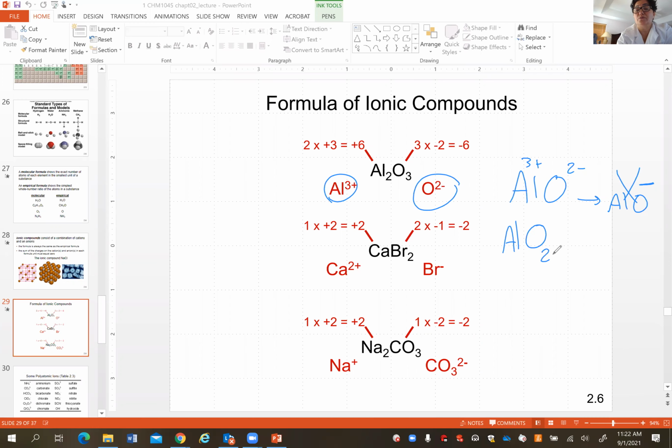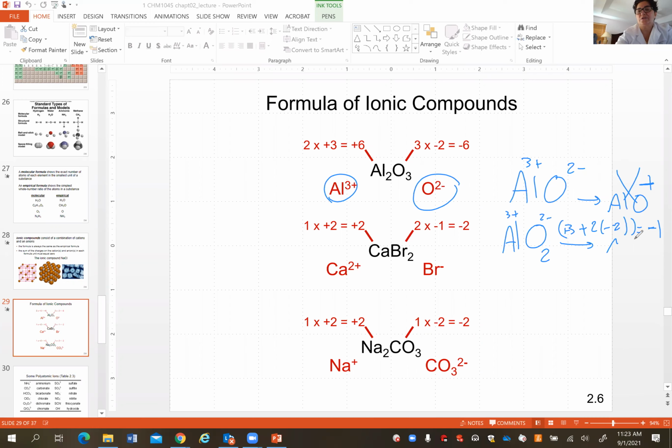If I get 1 aluminum and 2 oxygens, I have a 3+ charge here and a 2 minus, so this is going to give me 3+, and I'm adding that to 2 times -2. It adds up to -1, right? So the other one was a +1, sorry. The first one was a +1. Now if I bring 2 oxygens, it is going to be -1.